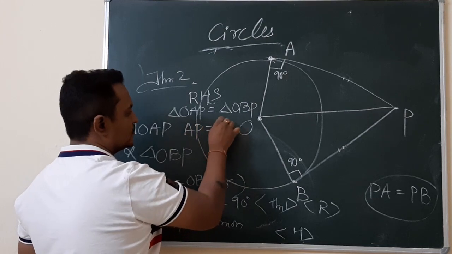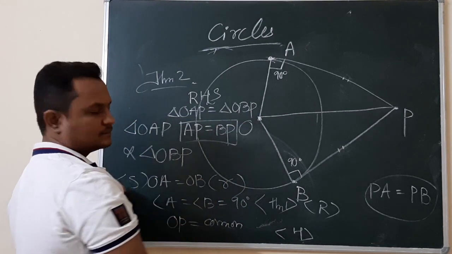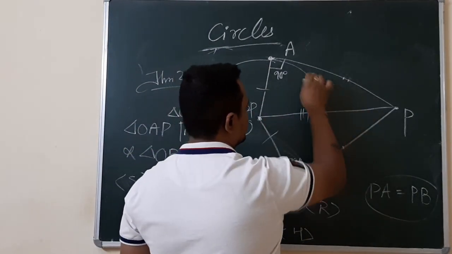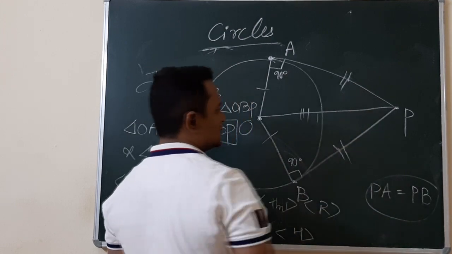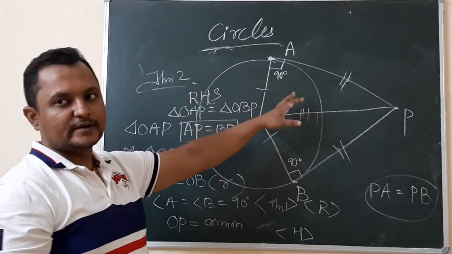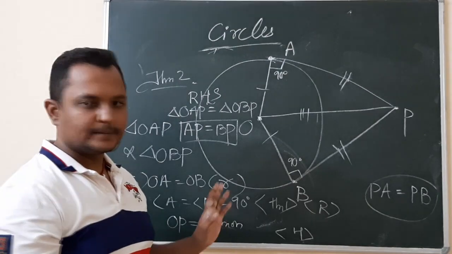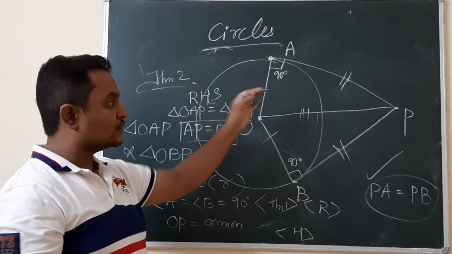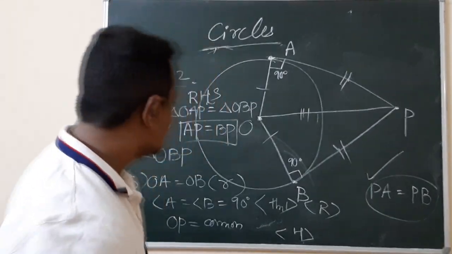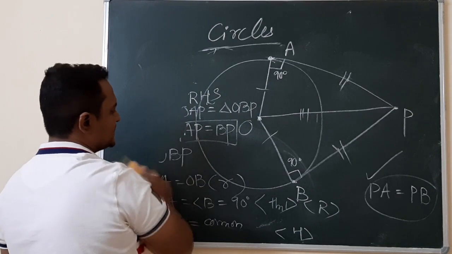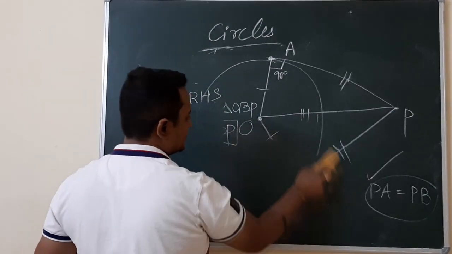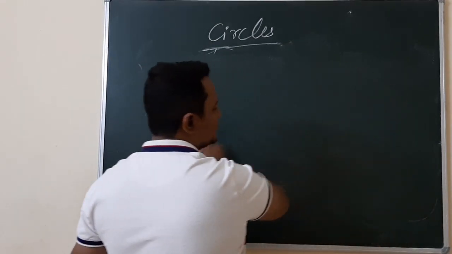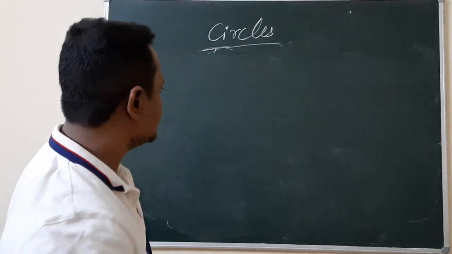AP is equal to... ये दोनों कॉमन, ये इक्वल है, ये कॉमन है, तो अगर सीपीसीटी में देखें तो ये दोनों भी करेस्पॉन्डिंग पार्ट्स ऑफ कॉन्ग्रुएंट ट्रायंगल, सो AP is equal to BP. सो ये प्रूव हो गए. सो अभी हमें समझ गए कि अगर कोई भी एक्सटर्नल पॉइंट से हम ड्रॉ करेंगे टेंजेंट्स एक सर्कल को, the length of these two tangents drawn from any point will be equal.